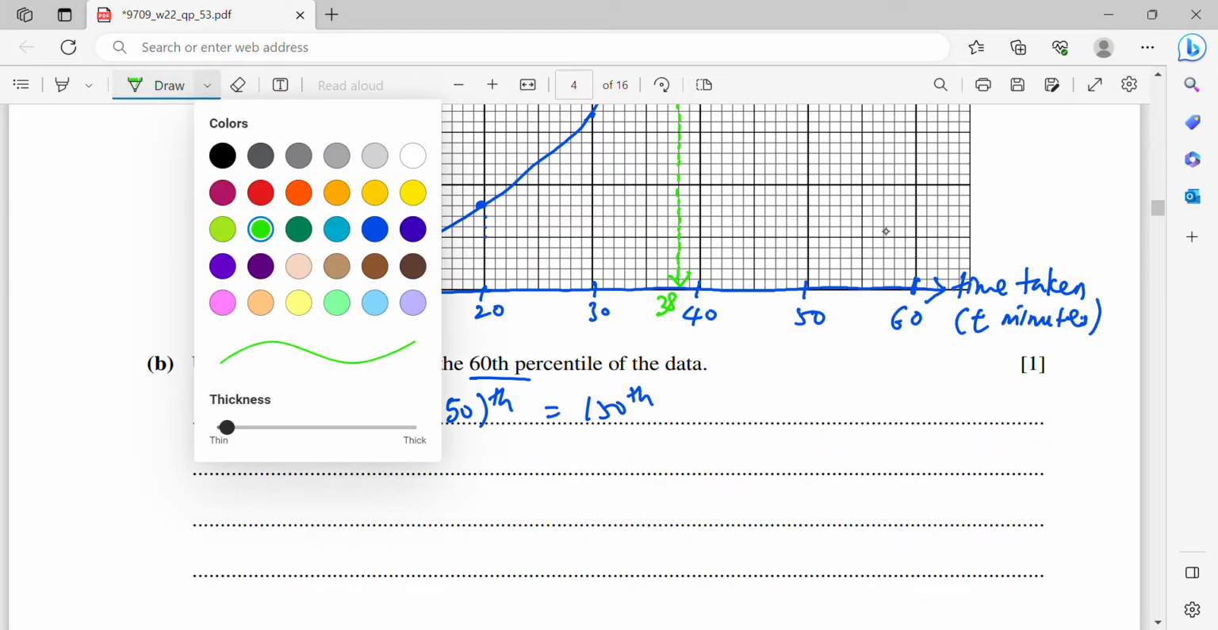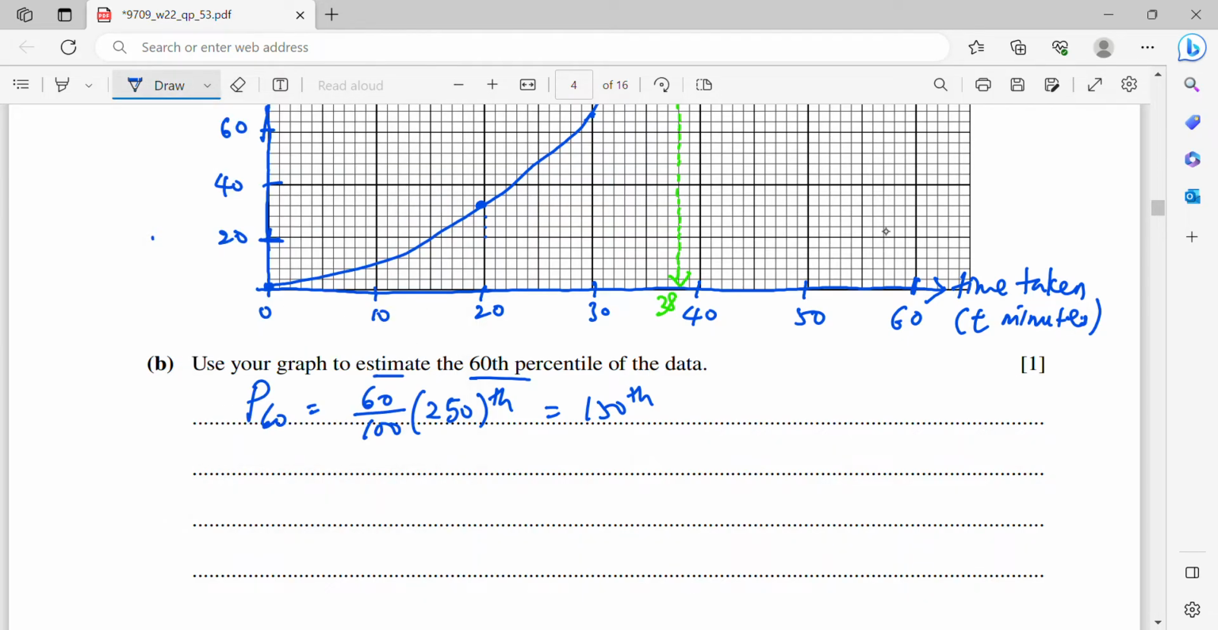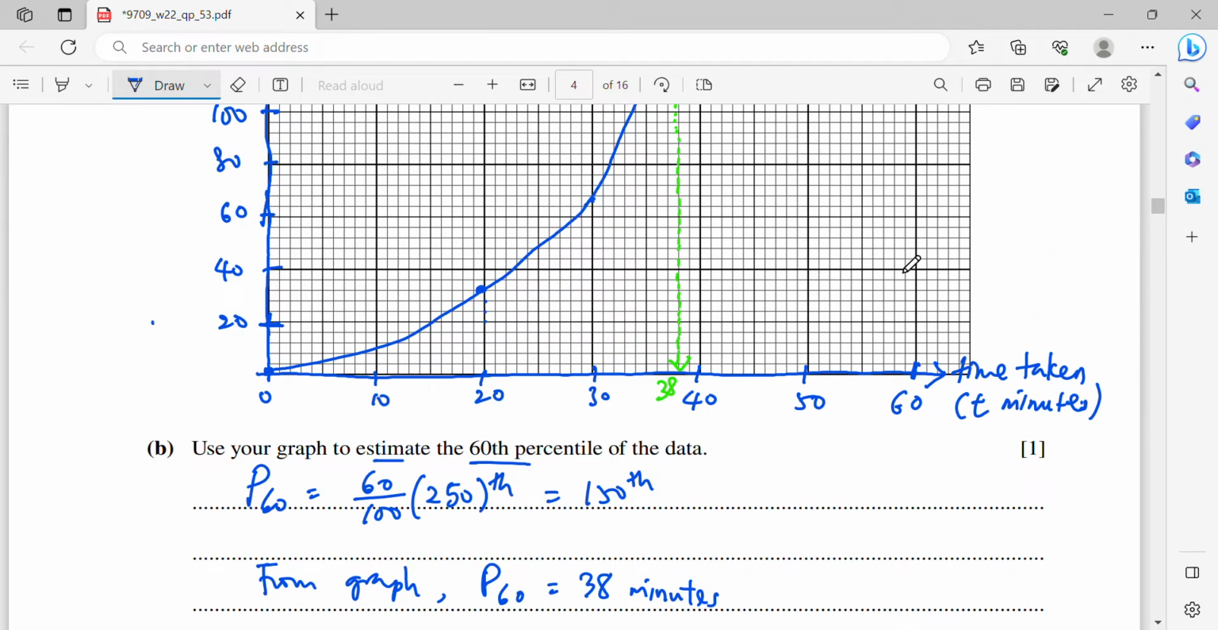Therefore, from the graph, P60 is 38, so 38 minutes. Alright, so that's the solution for B.